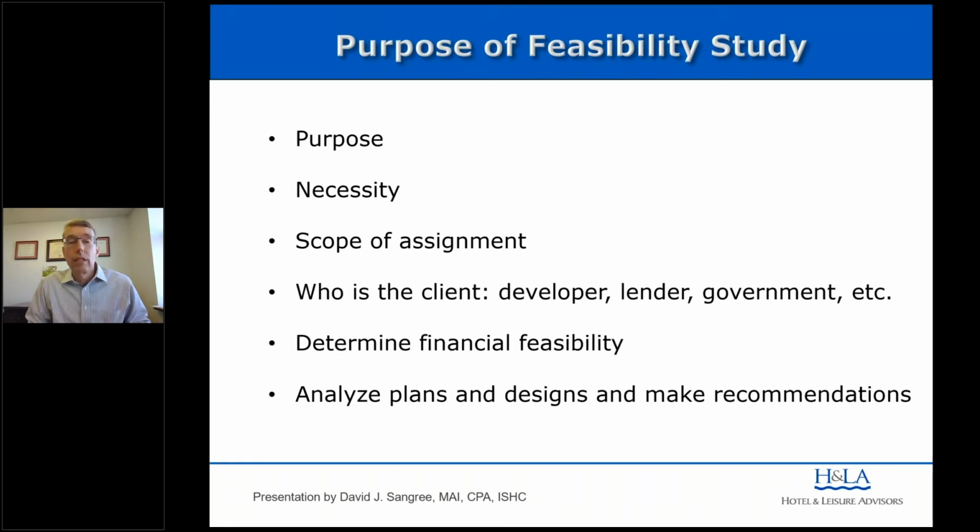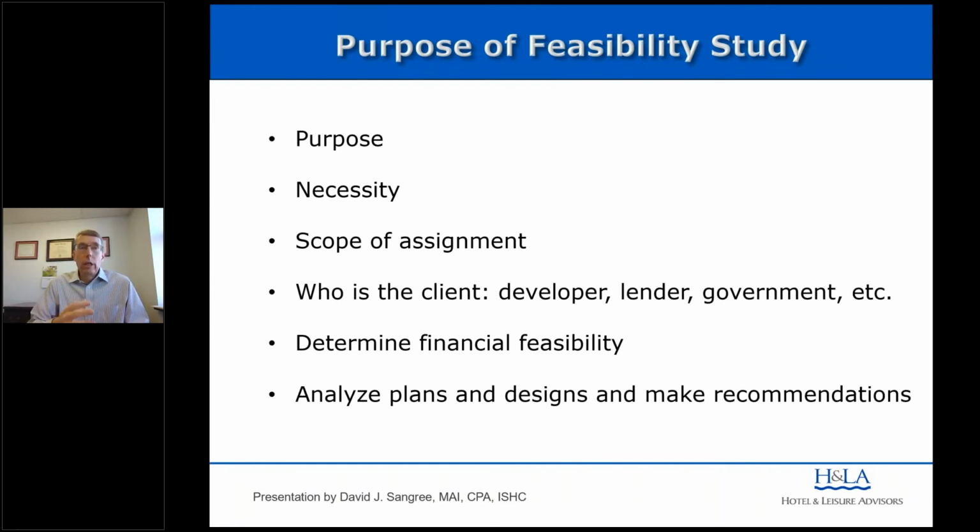So what is the purpose of a feasibility study? The purpose is really to determine if a proposed new development or expansion project is financially feasible. So is it a project that will work, will attract enough attendance and usage to be able to pay back any potential debt service, as well as pay the developer a fair rate of return? So the feasibility studies are usually hired because either the developer or an investor, a lender, or the government wants to know what would be the return on this facility.